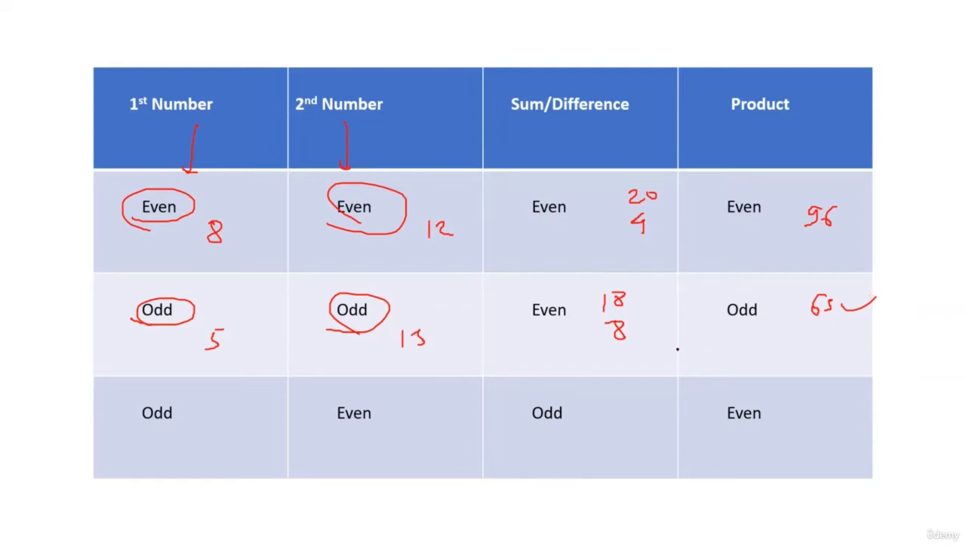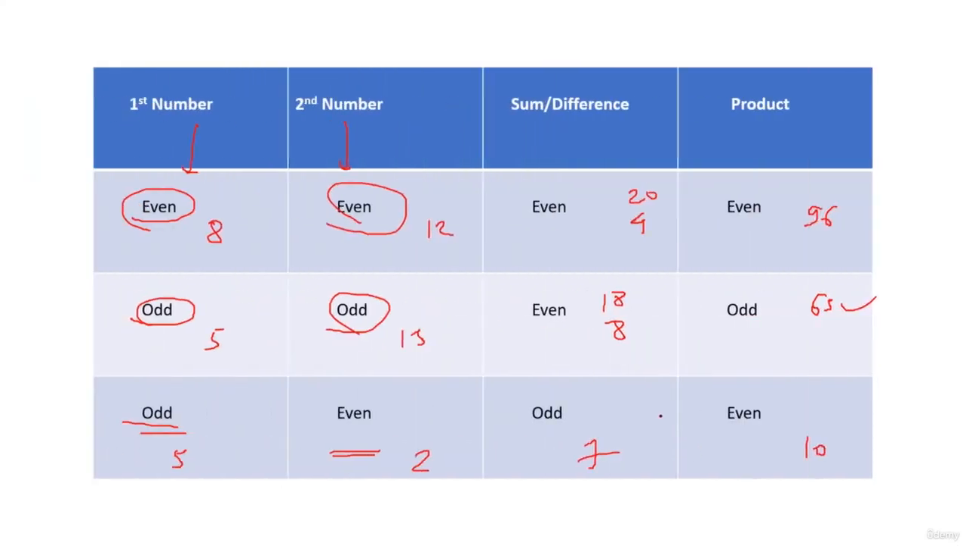Last category is if you take one number as odd and the other number as even. If that happens, the sum is odd and the product is even. For example, let's say I take 5 and I take 2. 5 into 2, the product is even, 10. But 5 plus 2, the sum is odd, which is 7. So basically two numbers, one odd and the other even. You add them, the answer is always odd. The product is always even.